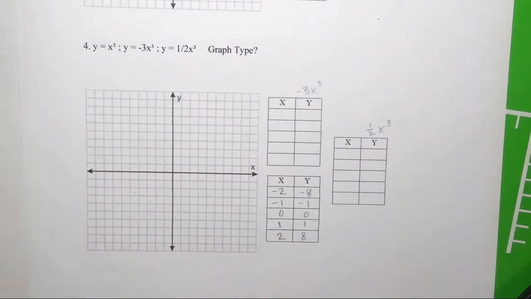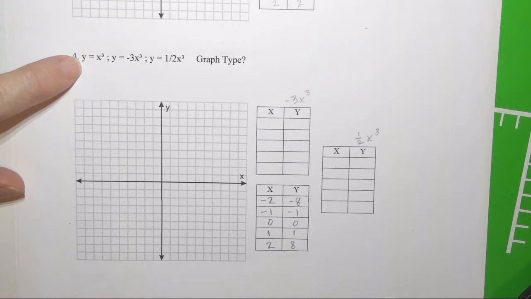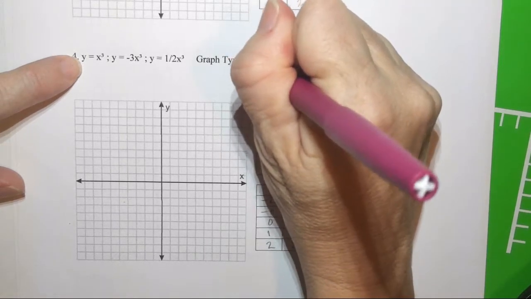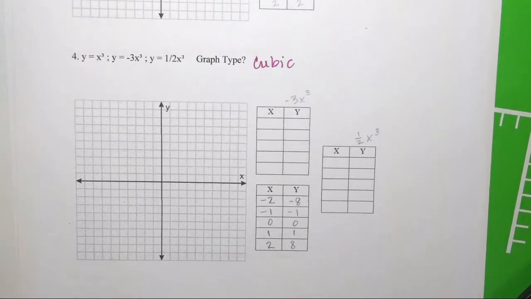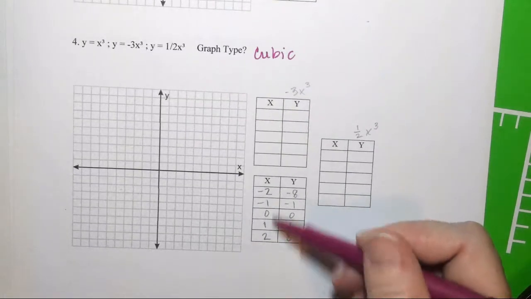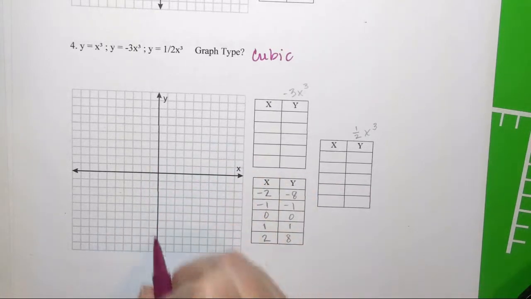Okay, number 4, what type of graph is this one? Look at your parent graph. It's a cubic because of that cubed here on the x value. So we have our parent function t-table already. So let's go ahead and graph those.